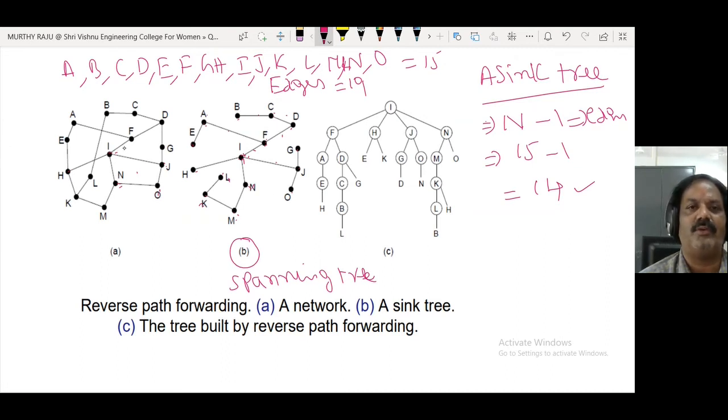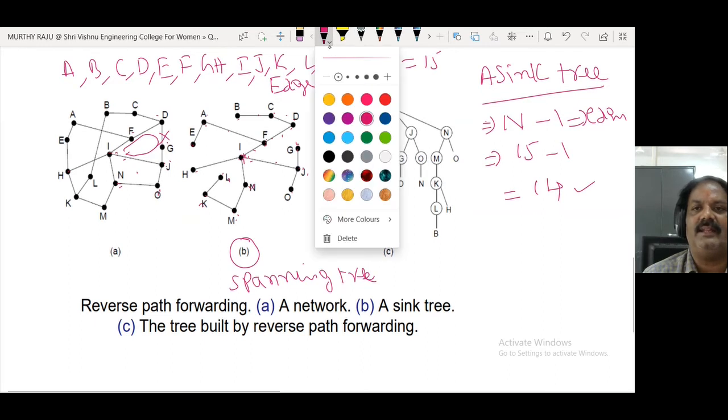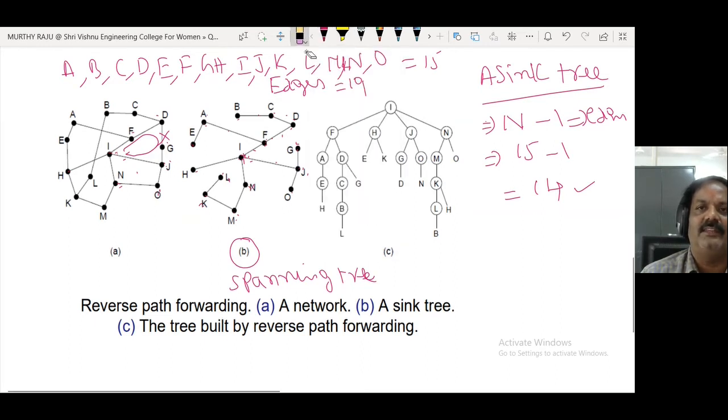Next, one more loop here is this one. Here, the DG link is removed. In that loop, I, F, D, G, J, I. All are connected. In that fashion, we have to create a spanning tree, or a subgraph, or sync tree of the main graph.